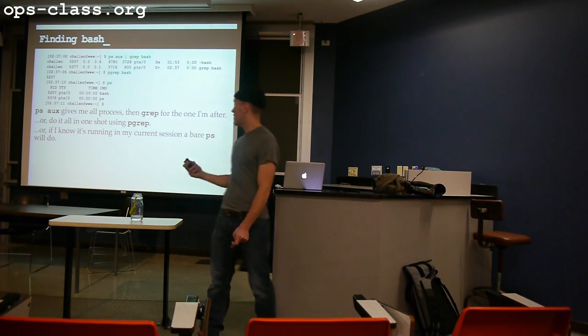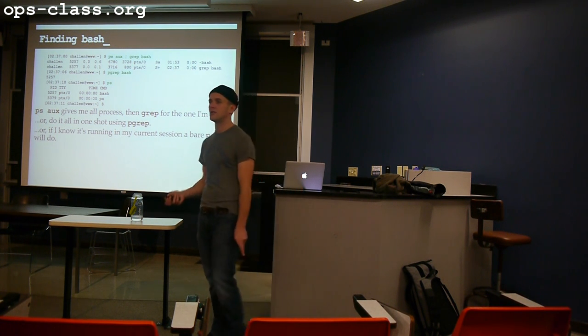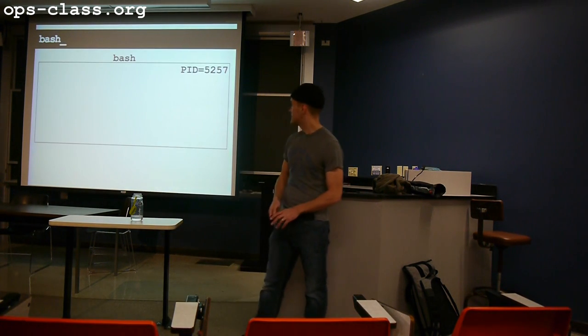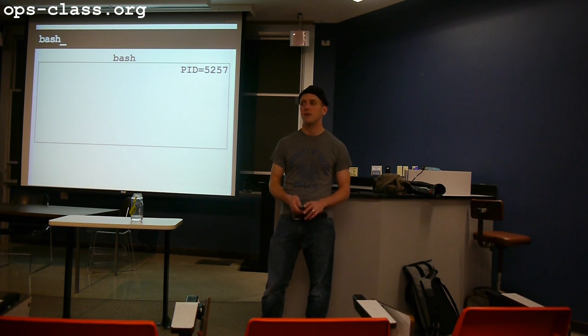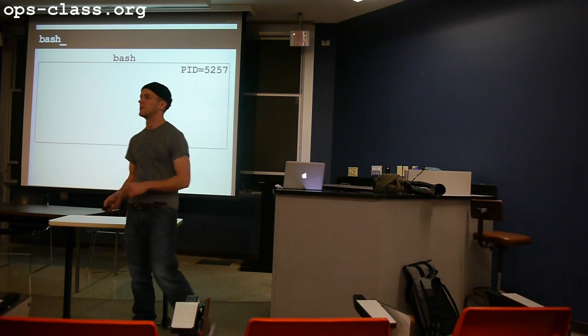And if I know it's running locally, when I log into the machine bash is the only thing that's running, so I can just run ps and see it. Now I've got my process ID, and that's the beginning of the information I'm going to collect about the process. I need that to collect other pieces of information.